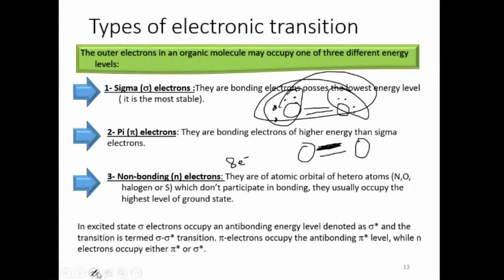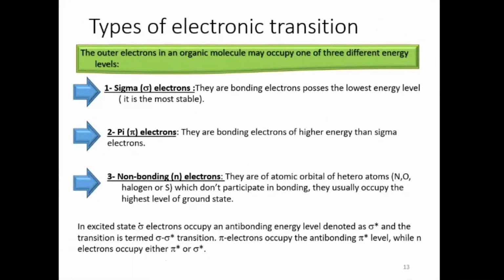Let me clear the ink on the slide. Now, we are not just interested in how many electrons are present in the sigma bond, pi bond and non-bonding molecular orbitals. We are more interested in the transition, because energy is absorbed by the molecule only in this. So, in the excited state, sigma electrons occupy an anti-bonding energy level denoted as sigma star. The transition is termed the sigma to sigma star transition. It is denoted like this: sigma to sigma star electronic transition.